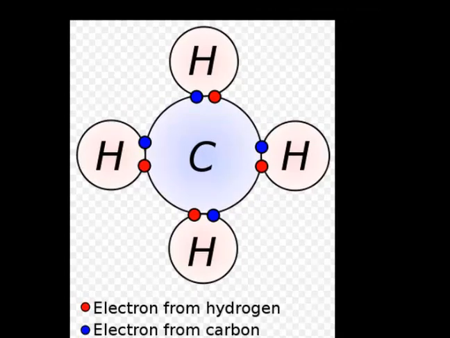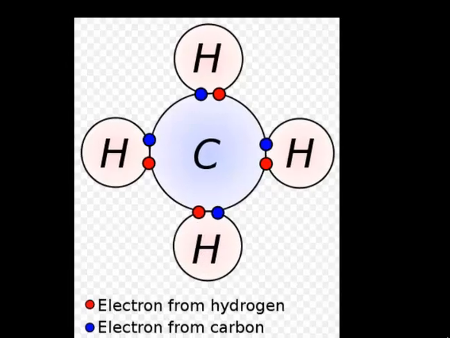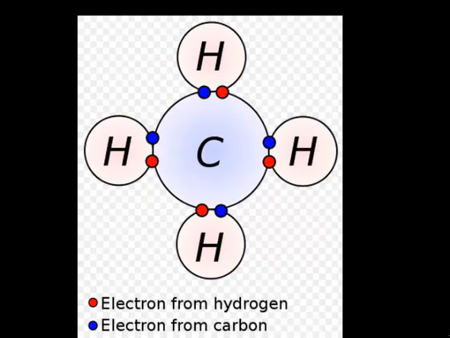This example of a bonded molecule actually happens to be methane, which is CH4, 1 carbon and 4 hydrogens. This is an example of a covalent bond because the red circles are electrons from the hydrogen. Remember, hydrogen was a 1 on the periodic table and only had 1 proton and therefore 1 electron.